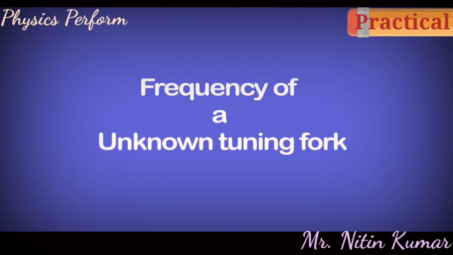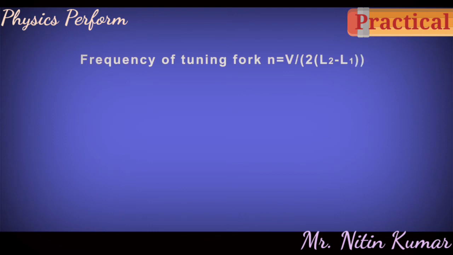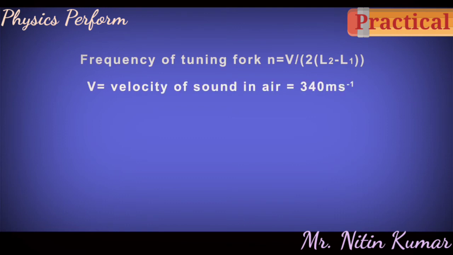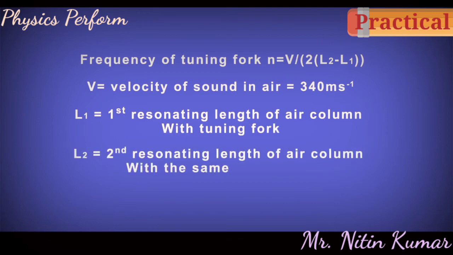Now, let us see how to determine the frequency of an unknown tuning fork. Frequency of the tuning fork N is equal to V divided by 2 into L2 minus L1. V is equal to velocity of sound in air, which is 340 meter per second. L1 is equal to first resonating length of air column with tuning fork. L2 is equal to second resonating length of the air column with tuning fork.